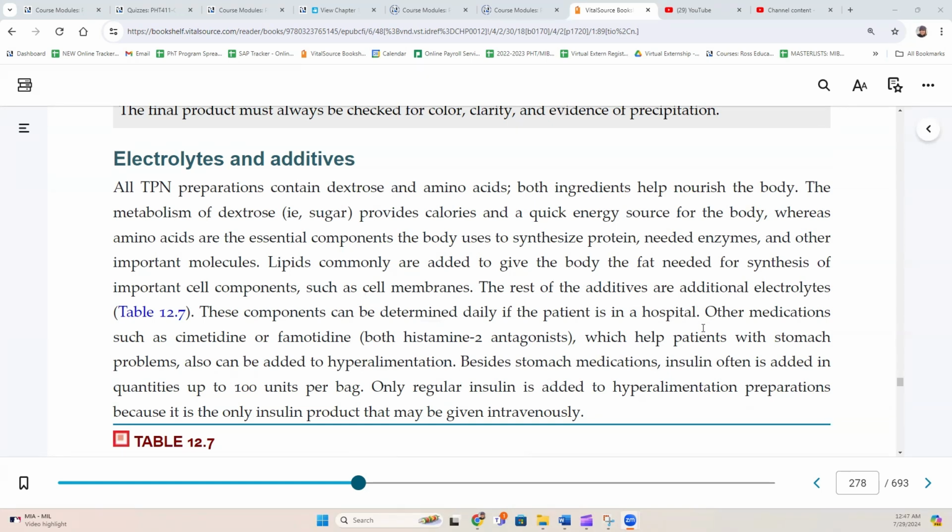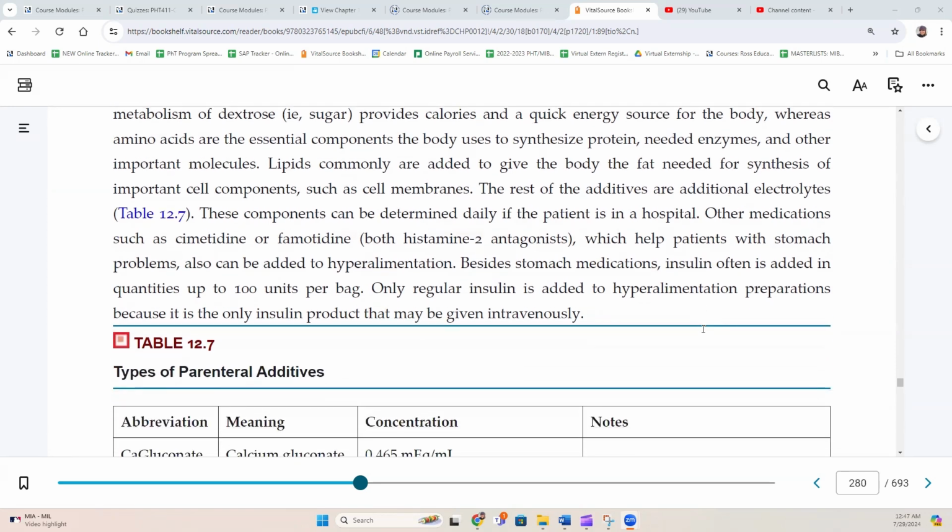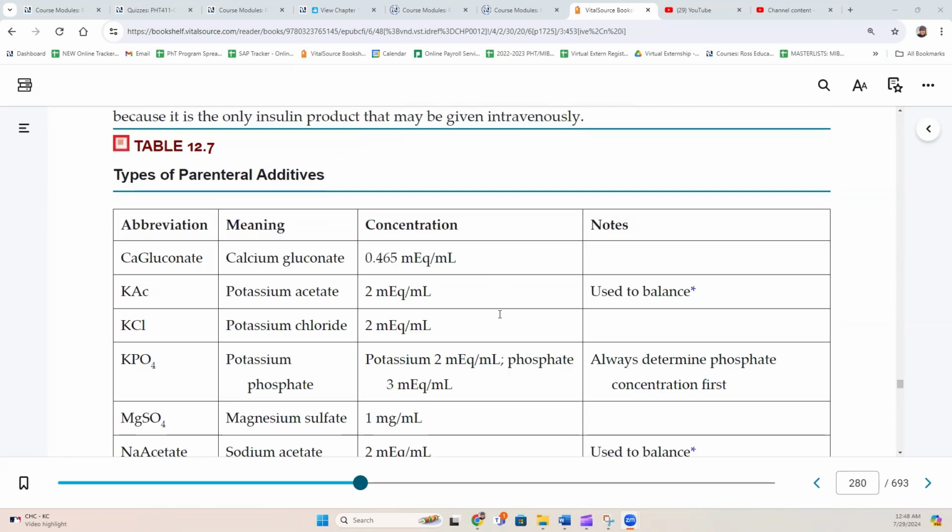These components can be determined daily if the patient is in a hospital. Other medications, such as cimetidine or famotidine, both histamine 2 antagonists, which help patients with stomach problems, can also be added to the hyperalimentation. Besides stomach medications, insulin often is added in quantities up to 100 units per bag. Only regular insulin is added to hyperalimentation preparations because it is the only insulin product that may be given intravenously. Table 12.7 shows the types of parenteral additives.